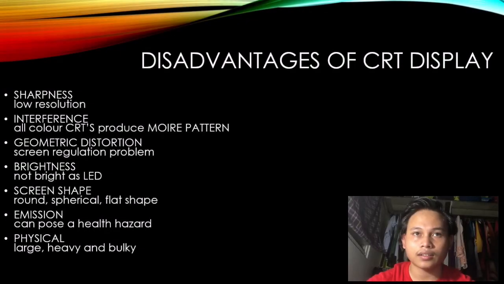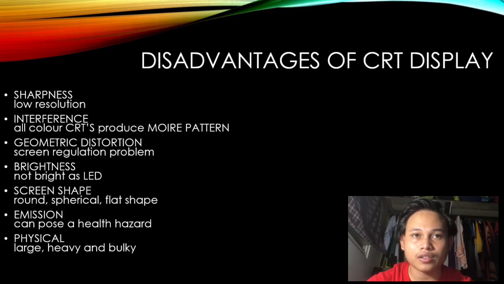Next is CRT disadvantages. Number 1 is sharpness. The CRT Gaussian beam profile produces images with softer edges that are not as sharp as an LCD at its native resolution. Imperfect focus and color registration also reduce sharpness, though generally sharper than LCDs at other than native resolutions.